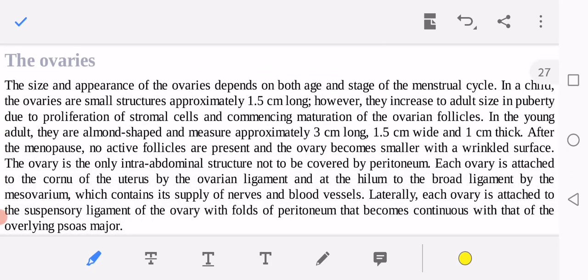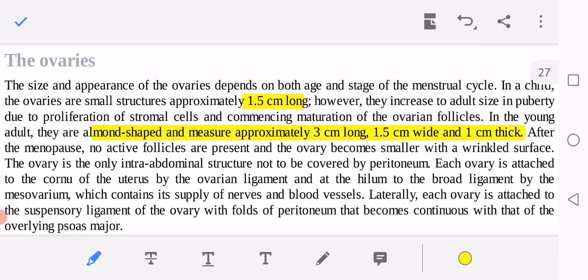Okay, next is the ovaries. The size and appearance of the ovaries depend on both the age and the stage of the menstrual cycle. Okay, in childhood, the ovaries are small structures, 1.5 centimeters long. This is in childhood, and they increase to the adult size at puberty due to proliferation of the stromal cells and commencing maturation of the ovarian follicles. In the young adult, they are almond shaped, 3 centimeters long, 1.5 centimeters wide, and 1 centimeter thick. This again can be an MCQ, like the almond shape and its measurements.